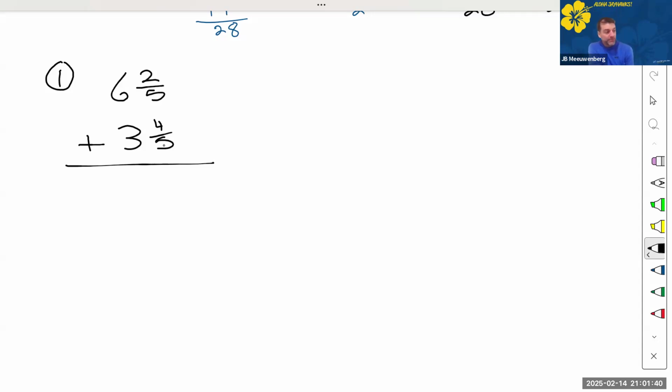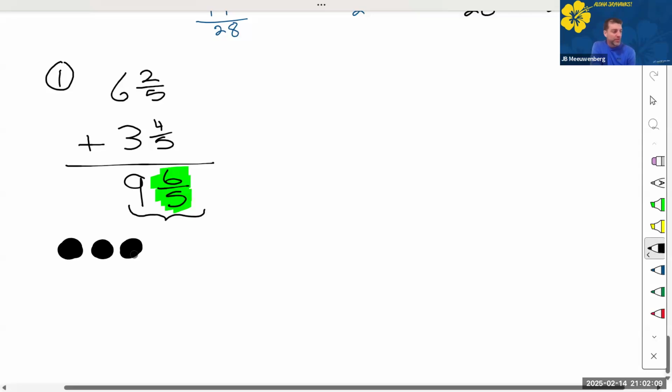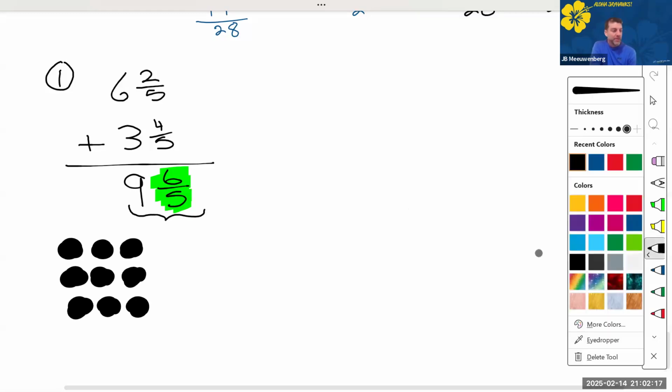If I had 2/5 plus 4/5, that is 6/5. And if I had 6 plus 3, I get 9. But you might notice that this fraction, this part of our mixed number, is improper. And that seems a little weird, right? And so what I'm going to do is show you a visual of this, okay? And so I'm going to draw as quickly as I can 9 circles. 1, 2, 3, 4, 5, 6, 7, 8, 9. There's our 9, right?